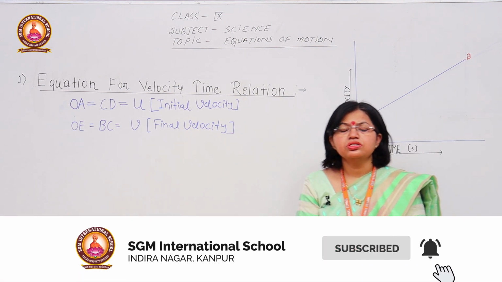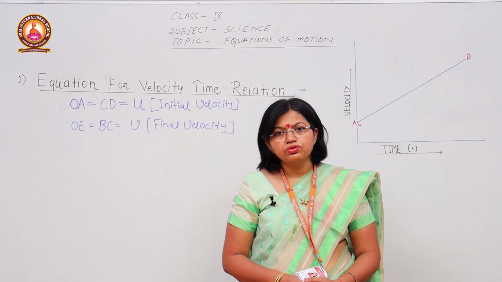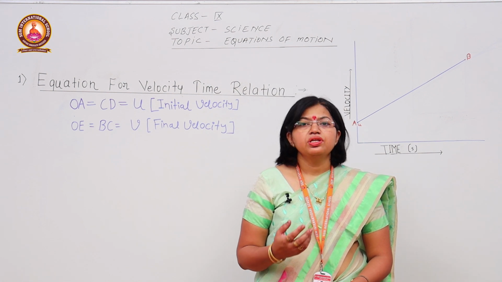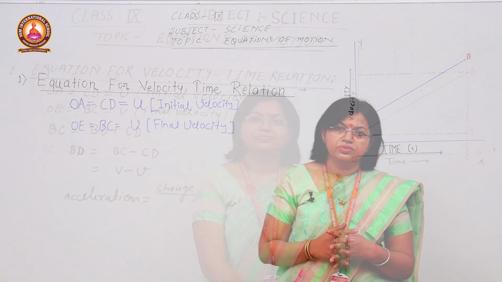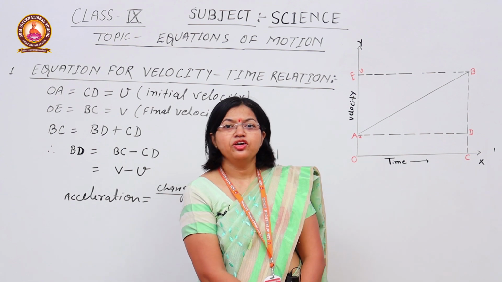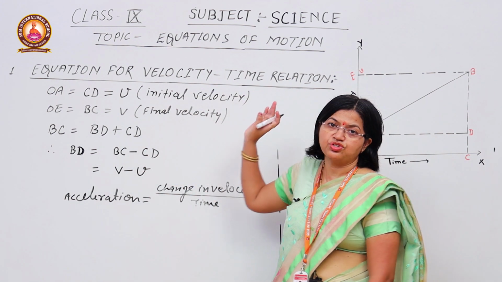Equations of motion means we are relating terms like initial velocity u, final velocity v, acceleration a, time t, distance x. We are relating all these terms to each other. There are three equations of motion. First, we will derive the first equation of motion, or the equation for velocity time relation.